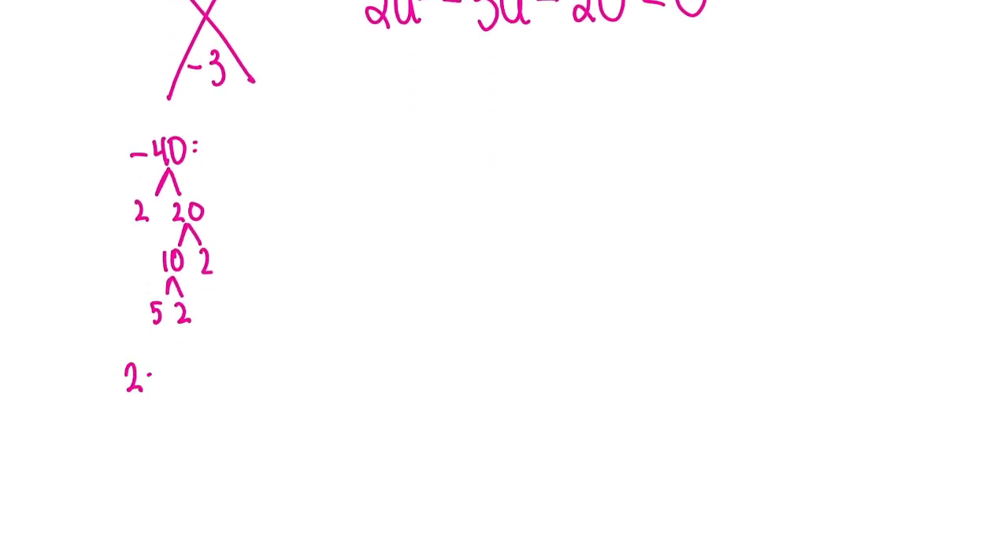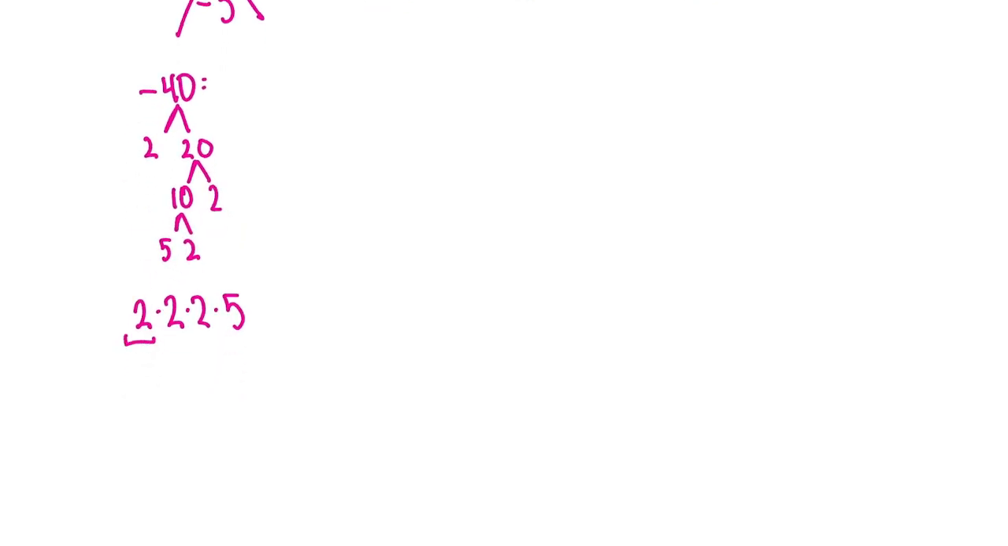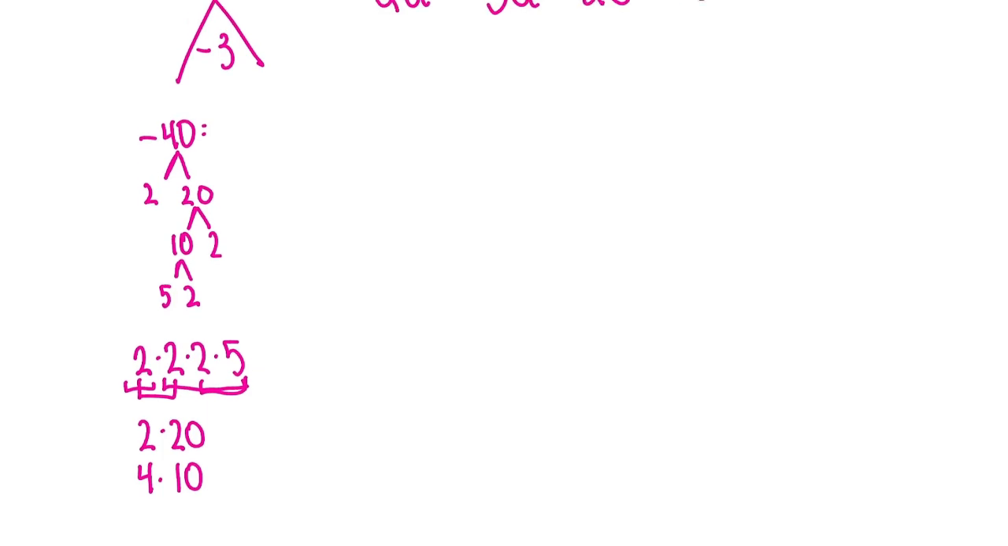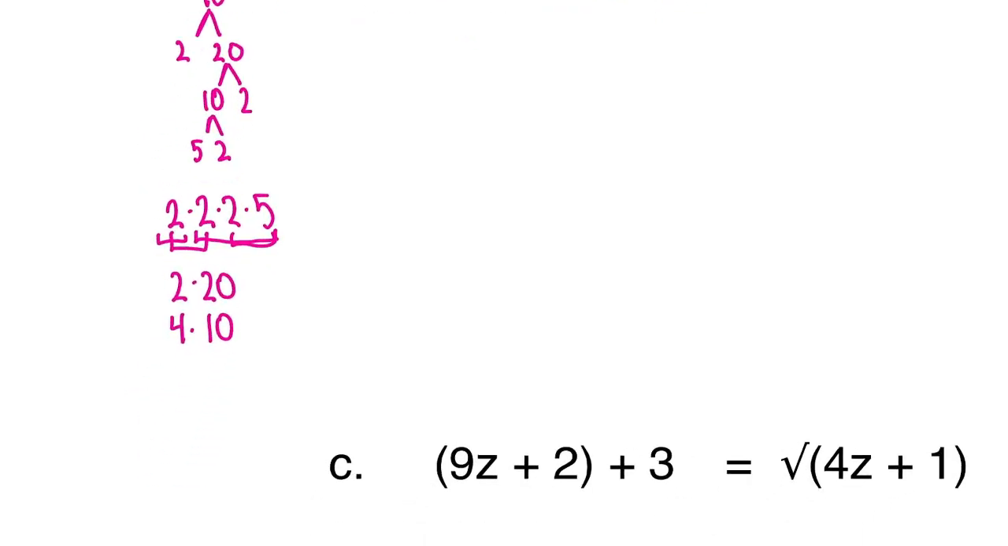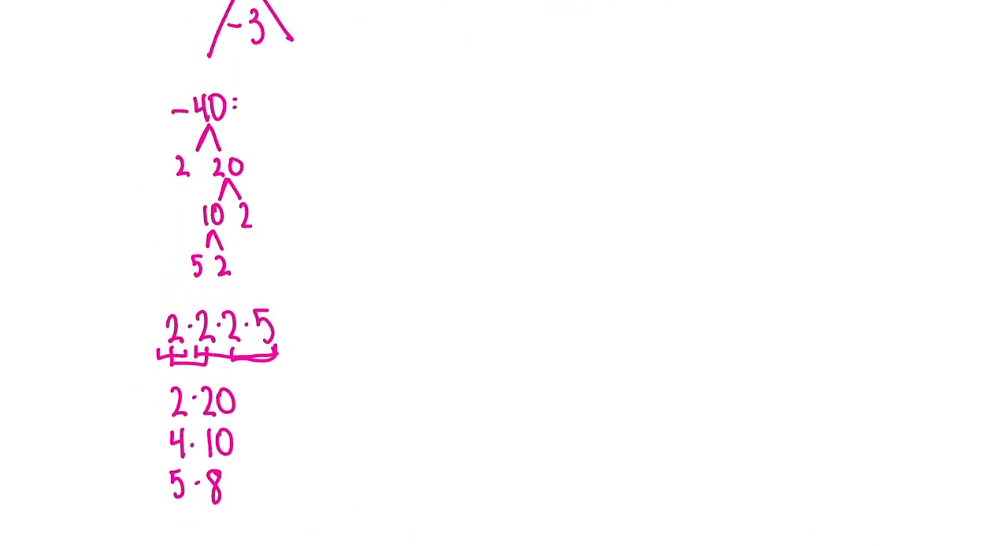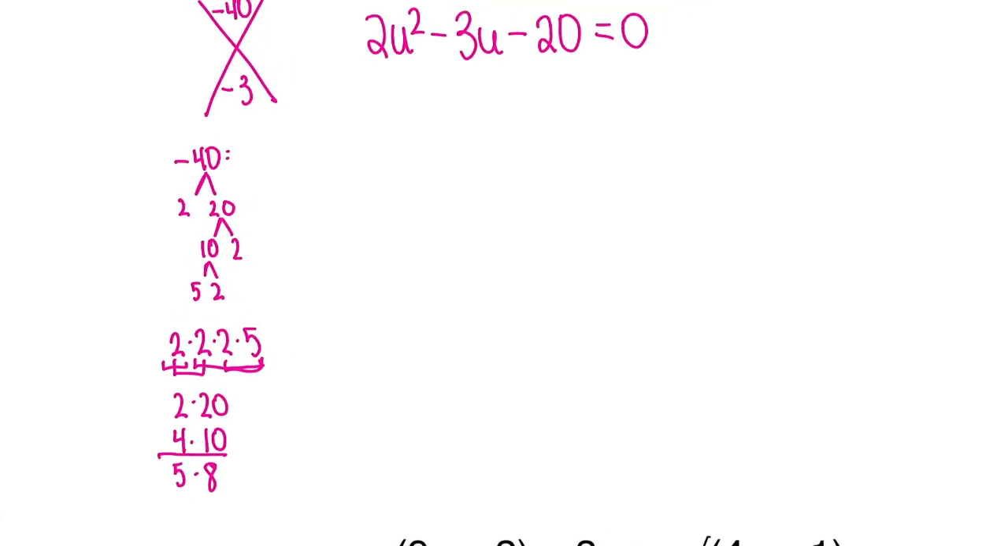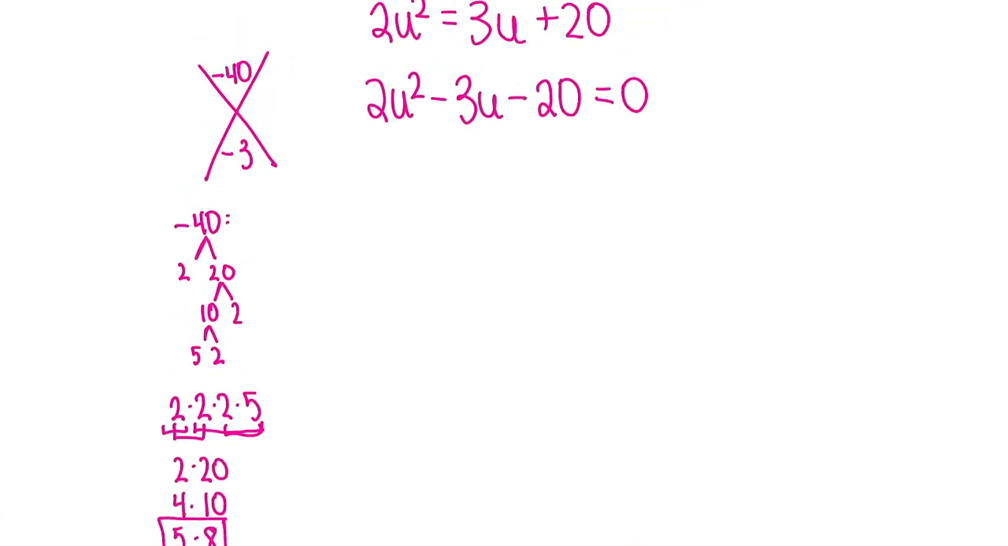And let's write them out. Okay, so what we're doing is we're taking all of our prime factors and we're listing them out, and we're going to group them together in such a way where we're going to do 2 times 20. We have 4 times 10. And I think those are the only, nope, we've got 5 times 8. Are there any factors that will give us negative 3? Yes, we have 5 and negative 8.